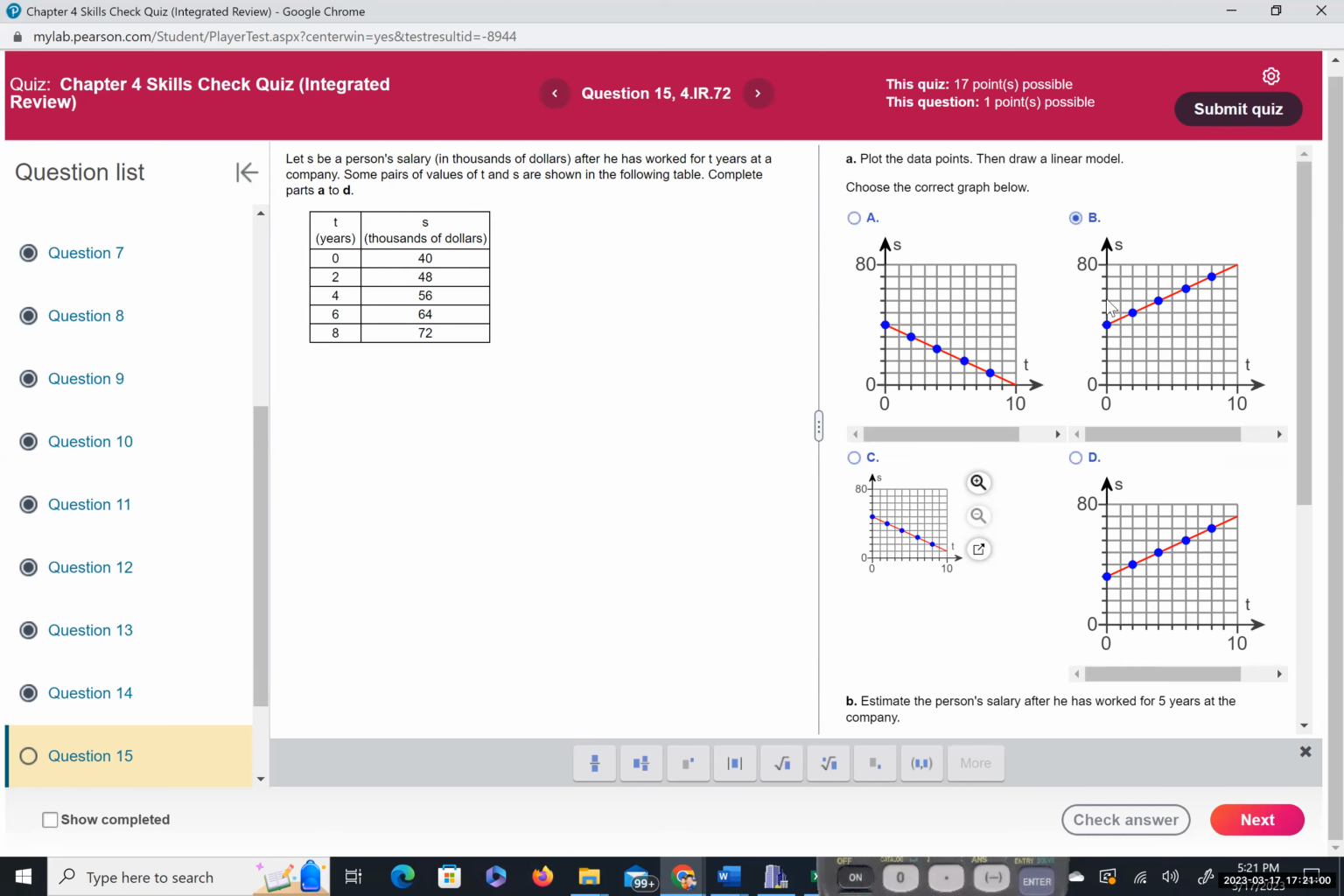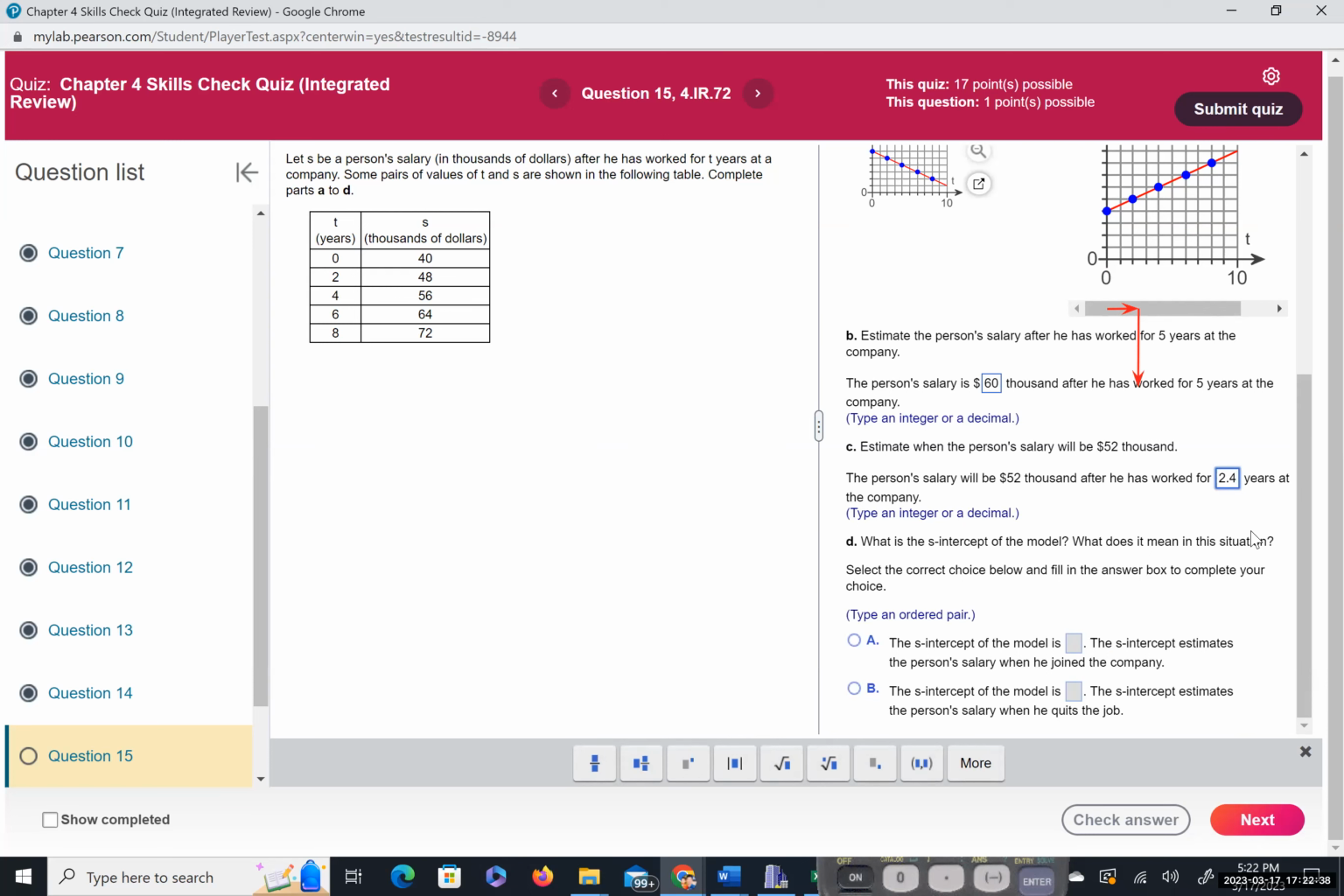What do we want to say here? They say type an integer or decimal. Well, I'm not sure, but it's okay, because it is an estimate. So I would say 2.3, 2.4. Say 2.4, 2 years, because it's not up to half. Yeah, so 2.4 years.